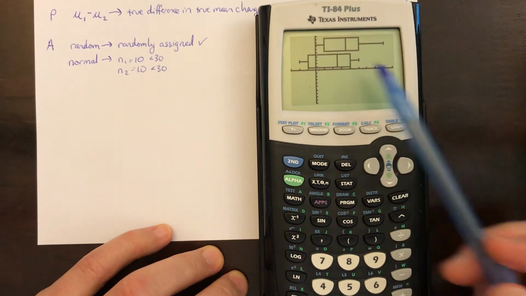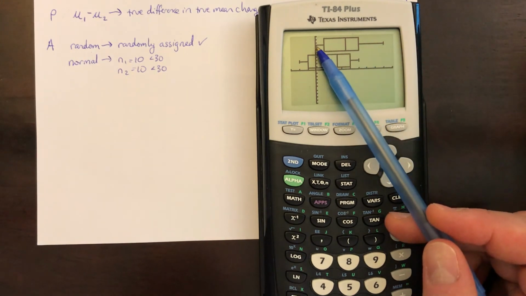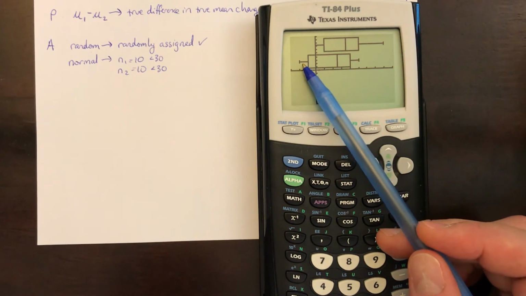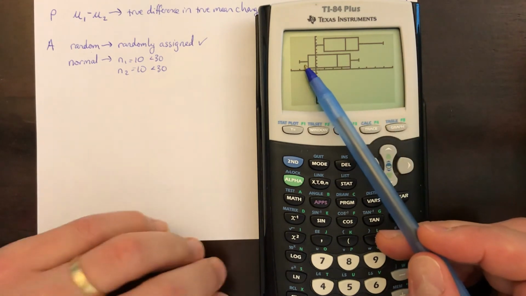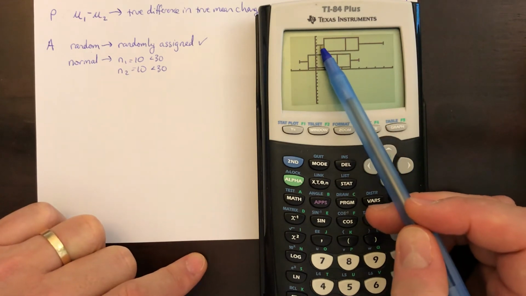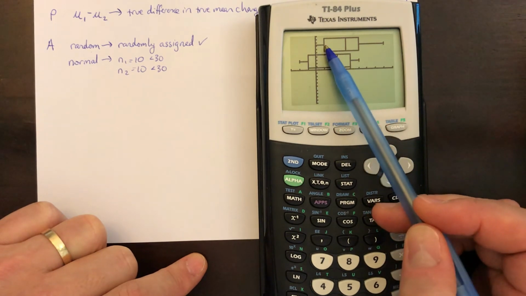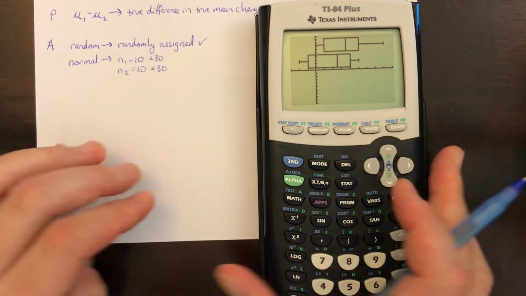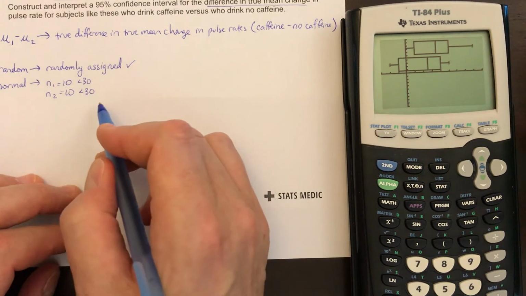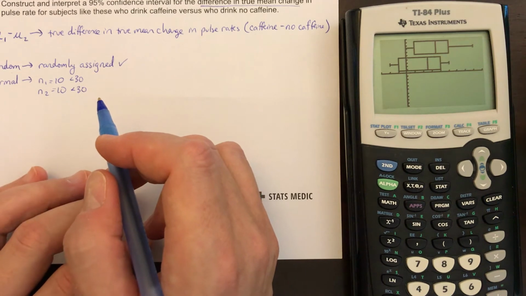All right, and here is our L1. Notice that all the changes are positive, other than a couple of zeros. And here's L2, the non-caffeine drinkers. Some of their pulse rates actually went down, so it's a little bit different here. We have negatives and positives. But what I do notice is that there doesn't seem to be much of a skew. It's not heavily skewed, and there don't seem to be any outliers. Obviously I see it on here and I can write down there's no heavy skew and no outliers, but I need to do a little bit better than that.